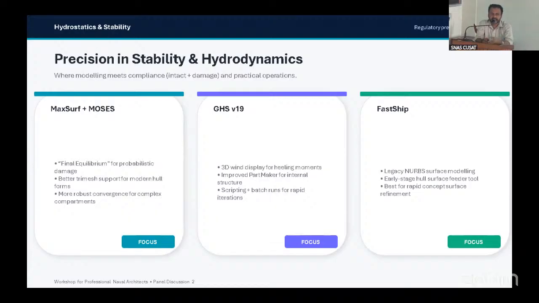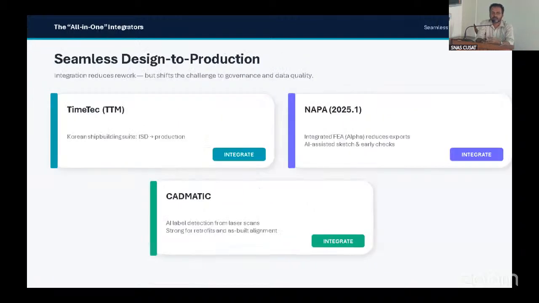And I think GHS, the wind display, I mentioned that. These are software which can really take care of the 3D structure and then analyze the structure with the wind load that is coming on it. And again, FastShip, I'm just putting it there because it's a legacy tool for NURBS modeling, which does not really come into the purview of analysis. I'm skipping that. So now, these are the new software. I'm not saying these are the kind of solutions you should be looking forward to, but these are in the right direction, I would say.